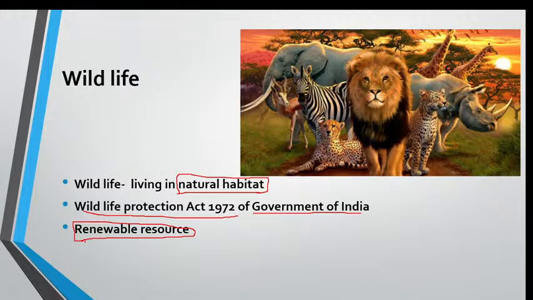So whether animal or plant, if you cut a plant for long, the number will decline. If we stop or reduce the utilization of wildlife resources, it will come again. That is why wildlife is a renewable resource. So the term to remember in wildlife is the natural habitat. All living forms existing in their natural habitat or natural surroundings is wildlife.